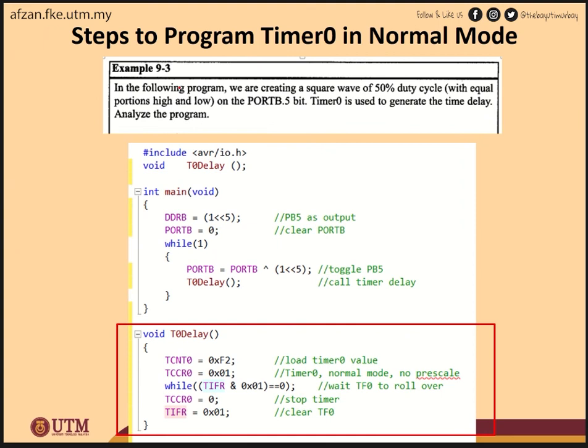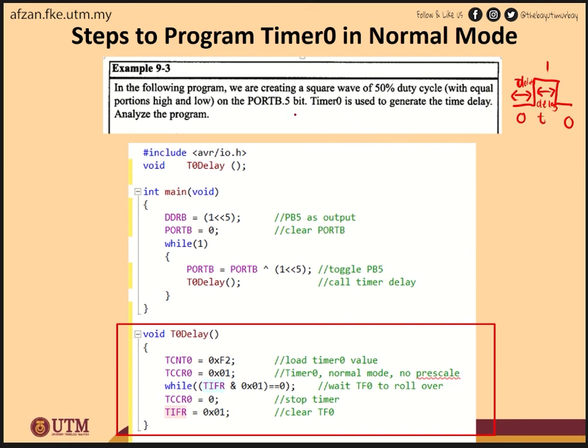Okay, so let's look at the example here. In the following program, we are creating a square wave of 50% duty cycle with equal portions high and low. You're going to generate a low and high signal, which is a square wave. This is 0, 1, 0, 1 with the same delay or period. This is the period of your square wave, T of your square wave.